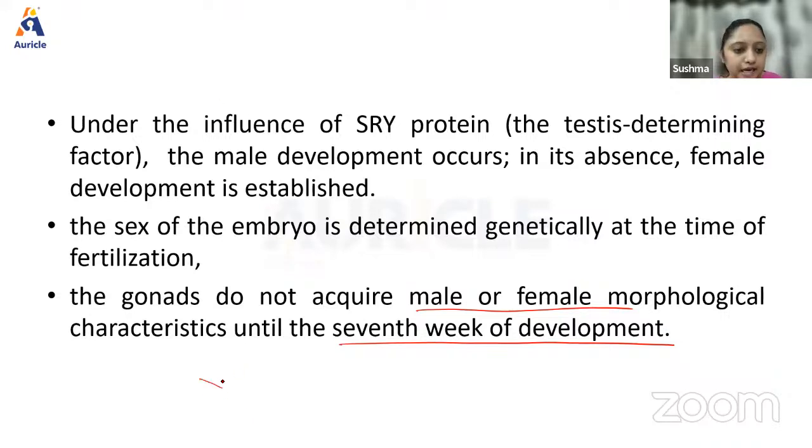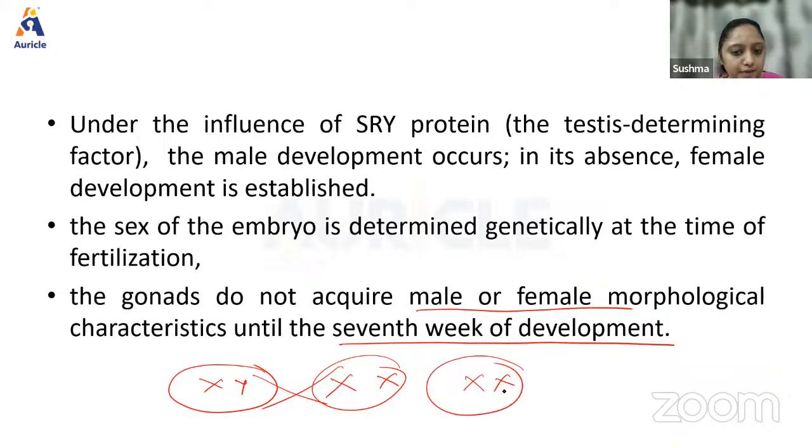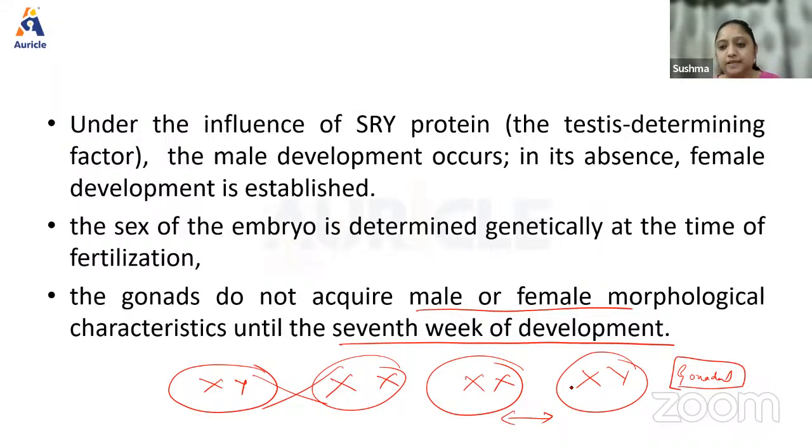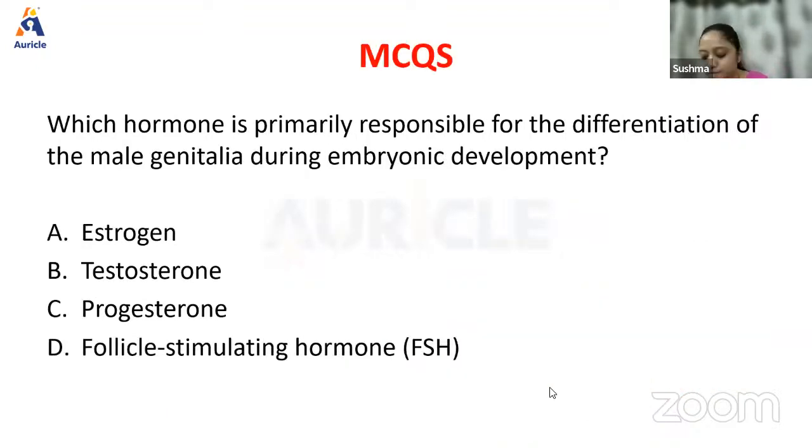See, when fertilization happens, the male gamete is XY and the female is XX. When the fusion of these two gametes happens, we have two combinations possible. Either it can become XX or it can become XY. At the time of fertilization, the sex of the embryo is genetically determined. But the gonadal development does not acquire male or female morphological characters until the 7th week of development. What determines the sex of the embryo is the presence of the SRY gene. If it is present, the gonad becomes male. If it is absent, the gonad becomes female.